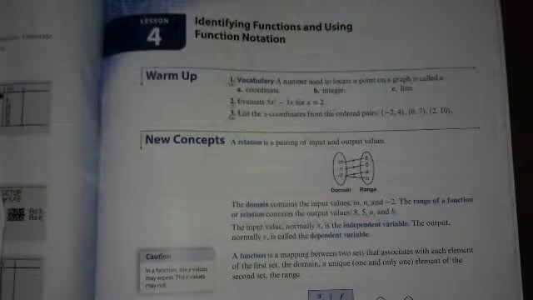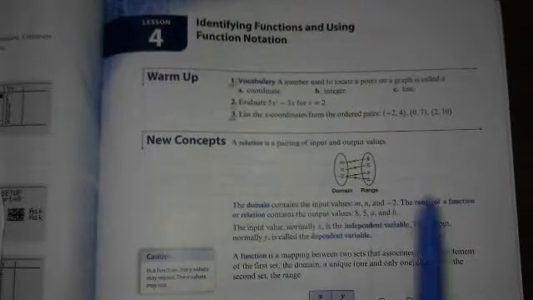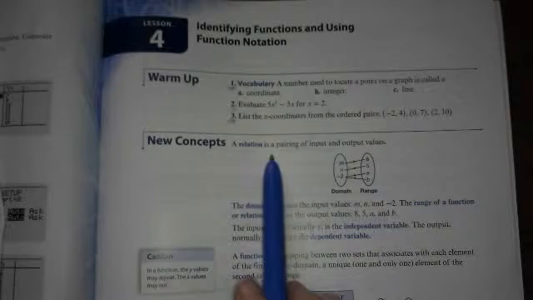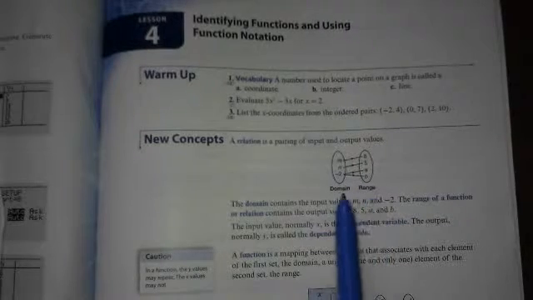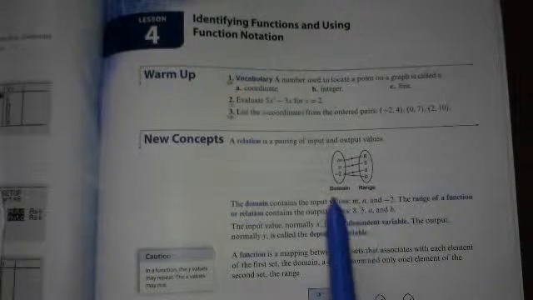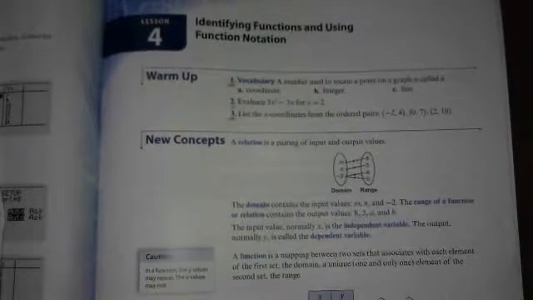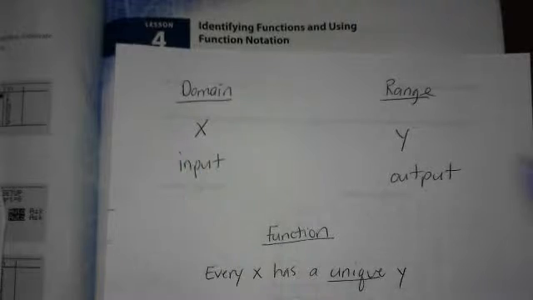And then the other thing we're going to do is learn about function notation. If you haven't seen it before, we're going to go ahead and show that to you. So the first thing you need to know is that whether it's a function or not, a relation is a pairing of input and output values. So there's always a domain and a range. The domain is always the input and the range is the output. Usually the domain is going to be X and the range is going to be Y. So I made a little chart just to boil it down for you. Domain is X, range is Y.